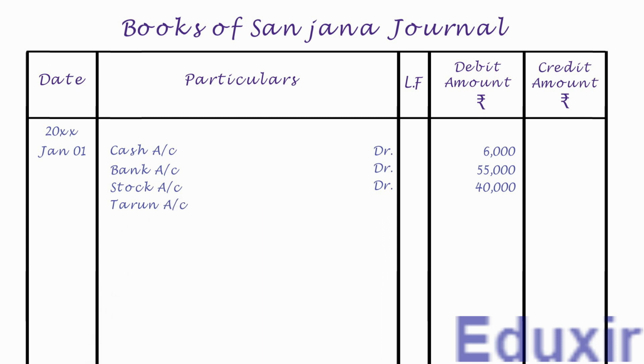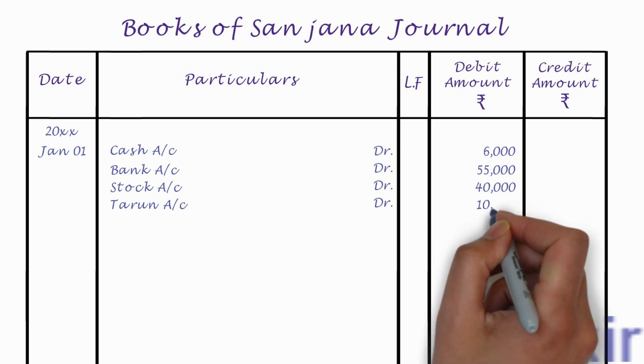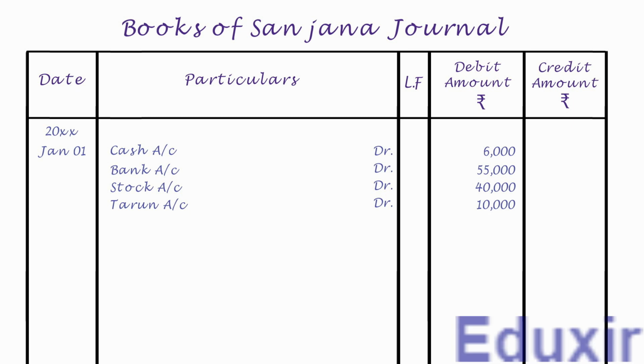Let us then record the text DR to indicate that this is a debit entry. Let us also record the debit amount of 10,000 rupees into the debit amount column. With that, all the debit entries are recorded. Let us now record the credit entries.